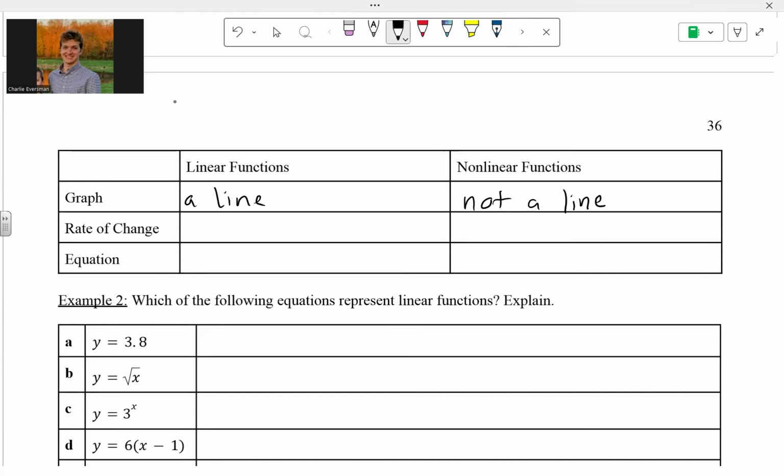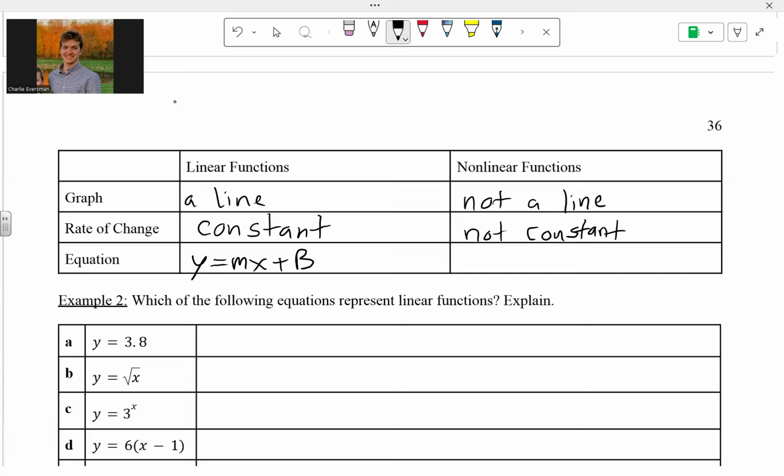Here, a linear function's rate of change is constant. A nonlinear function's rate of change is not constant, right? I just have to negate that and say it's not what the linear one is. So for me, the linear equation is going to be y is equal to mx plus b. I can write all of them this way. The tricky part is finding out what m and b are. Those are just going to be numbers. The x and the y stay the same.